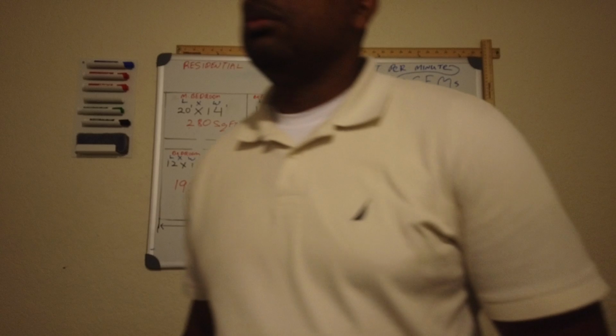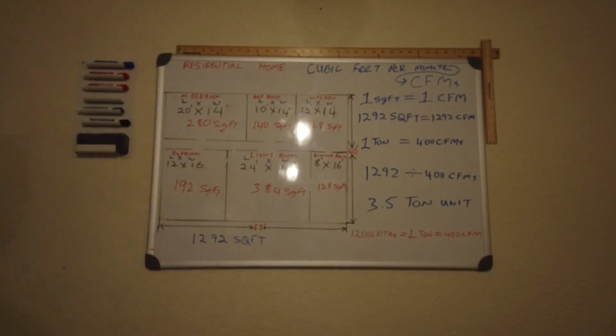So I got a drawing on the board here of a residential home, a 3-bedroom house: 3 bedrooms, kitchen, living room, dining room. I didn't add in a bathroom or a hallway or a study or a garage or anything else, just to keep it simple, to give you guys a basic idea of how you go about figuring out what size unit you need for your house.